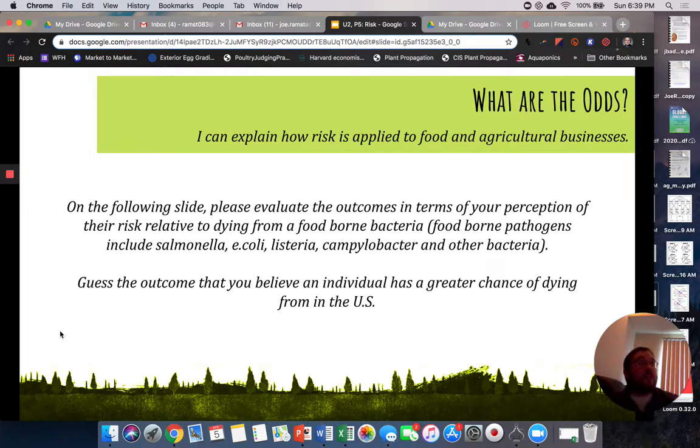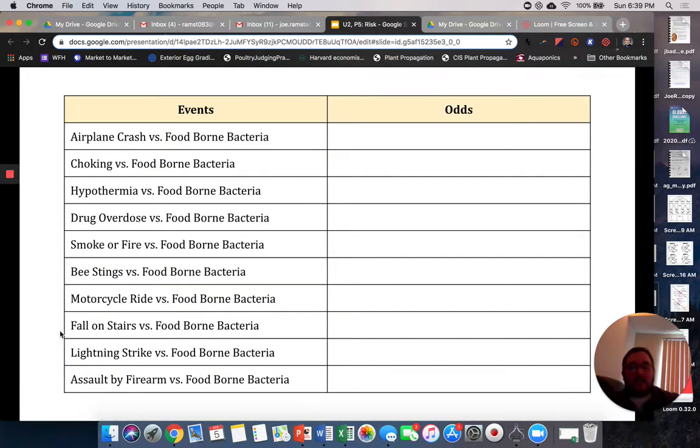Don't necessarily worry about the 1 in blank versus 1 in blank odds and everything on the right-hand side. I want you just to take a minute to identify which one you think you have a greater chance of dying from, whether it be foodborne bacteria or the other outcome that's listed there. So go ahead, here's the list. Take about 30 seconds or so, pause the video, identify which event you think has a greater chance of killing you.